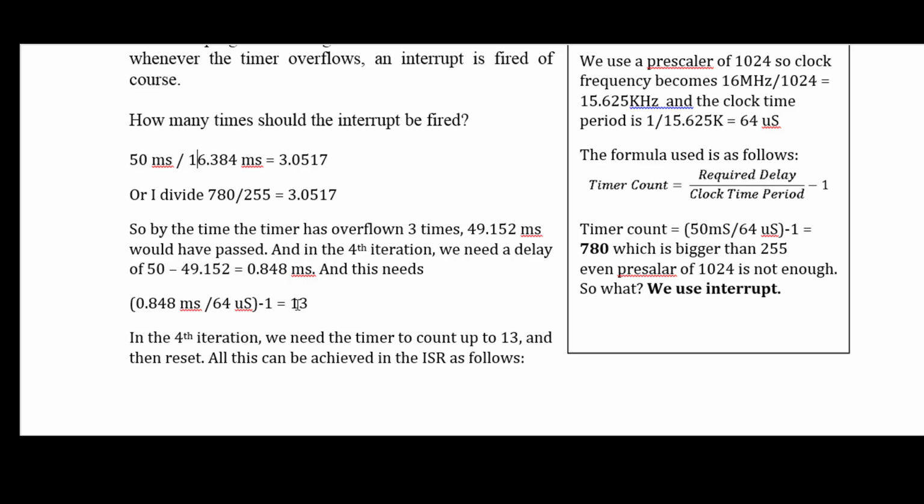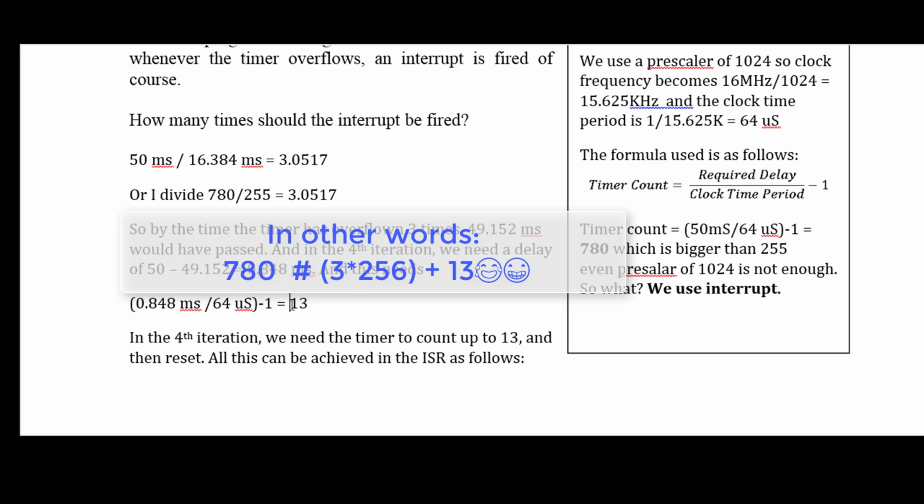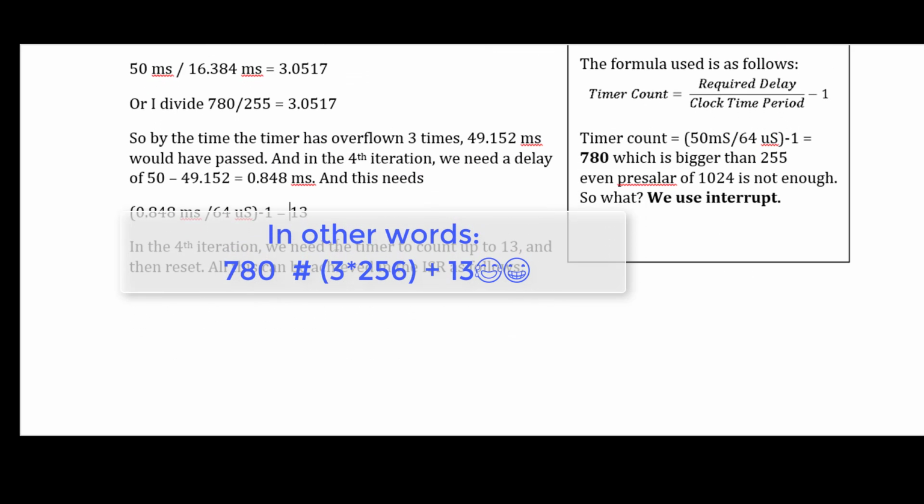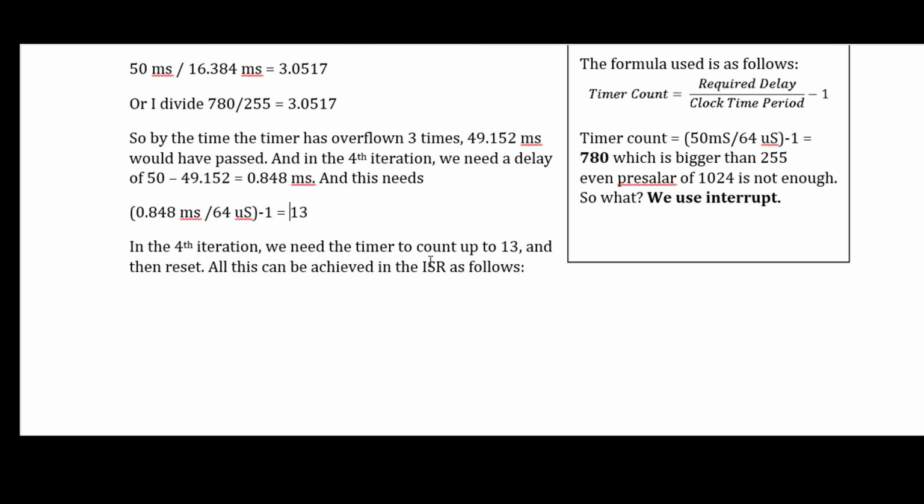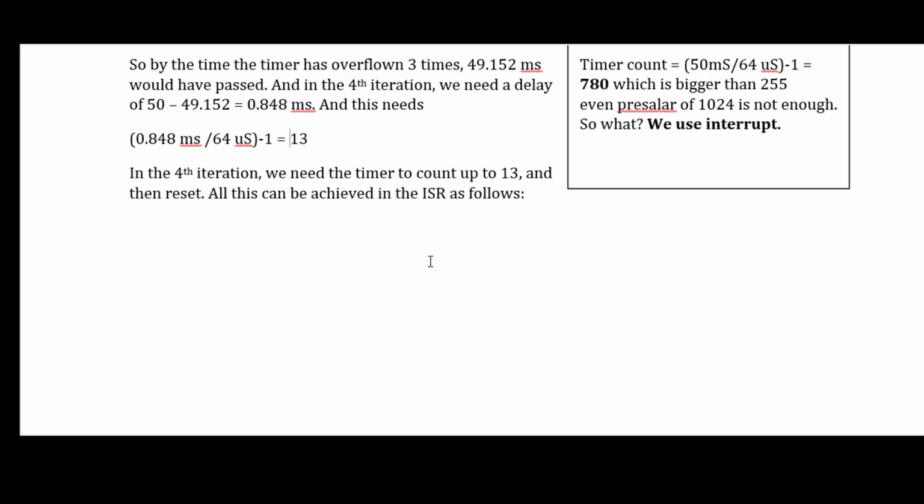So we need 1 overflow, 2 overflows, 3 overflows, plus counting from 0 to 13. So 256 plus 256 plus 256 plus 13. In the 4th iteration, we need the timer to count up to 13 and then reset. All this can be achieved in the ISR.